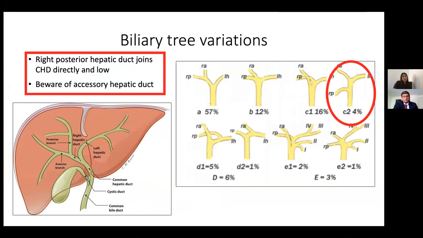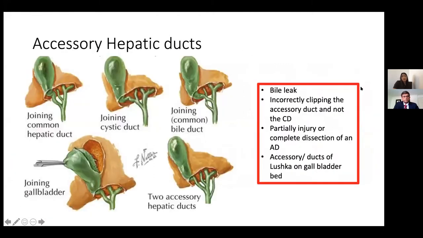So biliary tree variations, the most relevant one I think is the right posterior hepatic duct that we need to be aware of. Essentially, the right hepatic duct arises from the anterior and posterior branch, which are sectoral ducts. But if you've got a variation where the right posterior hepatic duct joins onto the common hepatic duct, then there is a very good chance that you might mistake it for the cystic duct and end up injuring it or clipping that duct. So it's good to be aware of this variation.